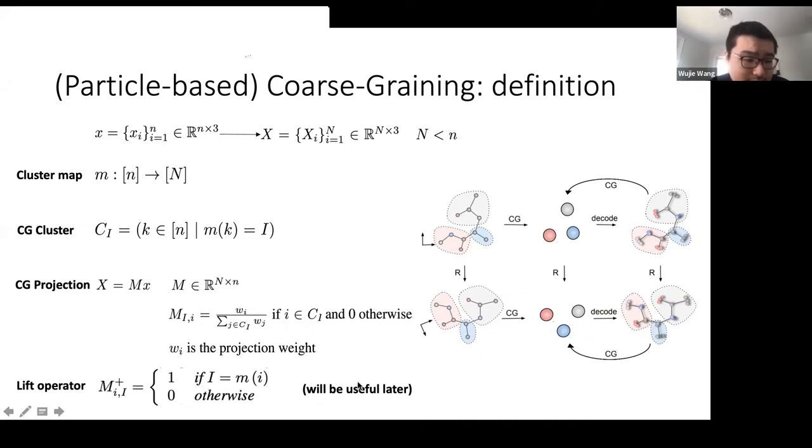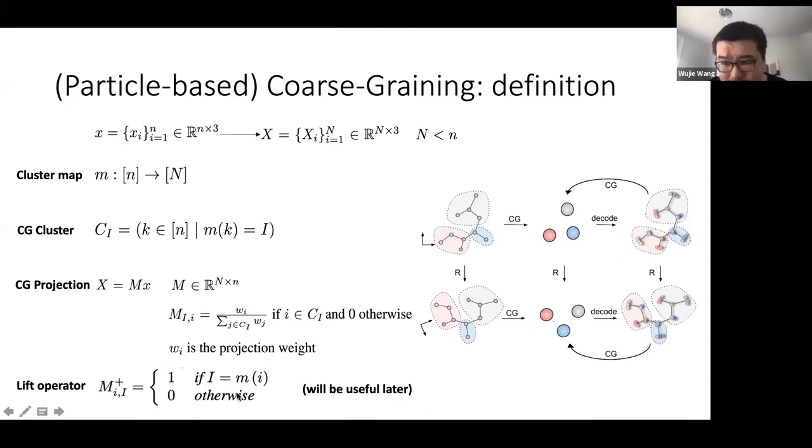Additionally, you will need to define a lift operator, which is defined here and will be useful later. The basic idea of the lift operator is that, because coarse-graining destroys dimensions, you want to go from a low dimensional to a high dimensional representation. You want some operator to lift the coarse-grained coordinates back to the fine-grained coordinates. I think this will be clearer when I give an example in the next slide.